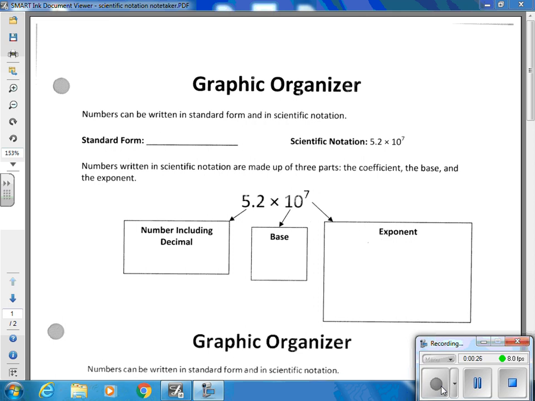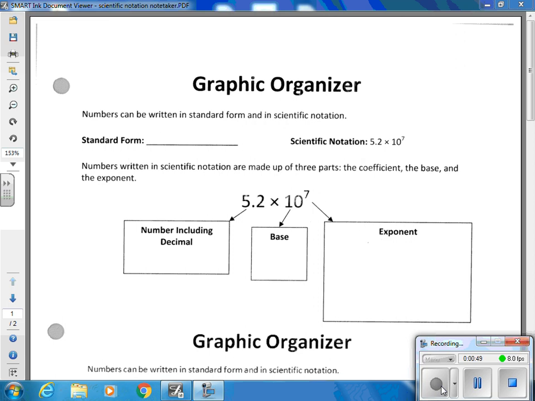All right, so the graphic organizer that you're looking at has two parts to it. The top part is going to be about when the exponent is positive, and the bottom part is going to be if it's a negative exponent, because the two numbers are two different types. And then we'll flip it over to the back side, and I'll give you some more information and examples to work with. All right, so starting at the top, numbers can be written in standard form and in scientific notation.